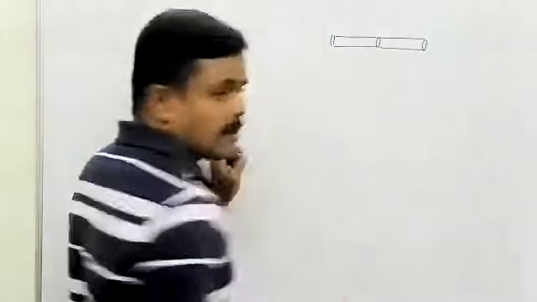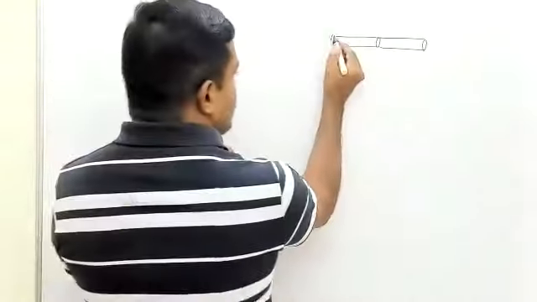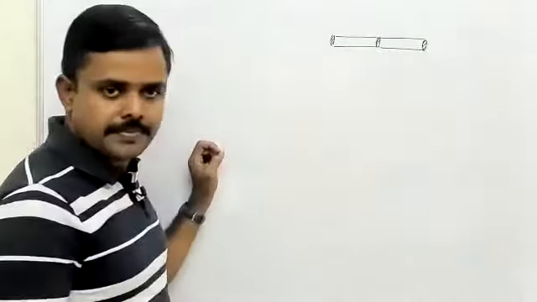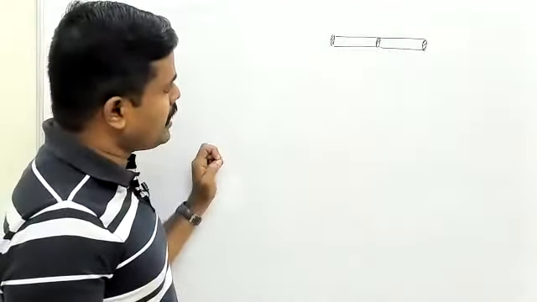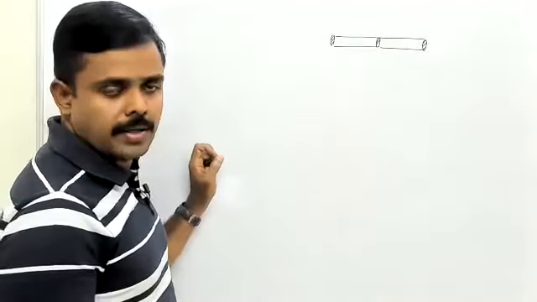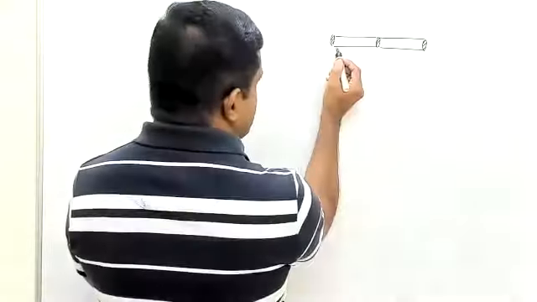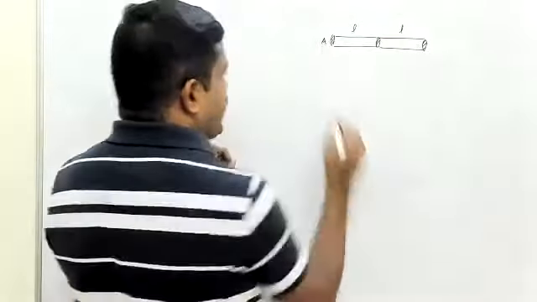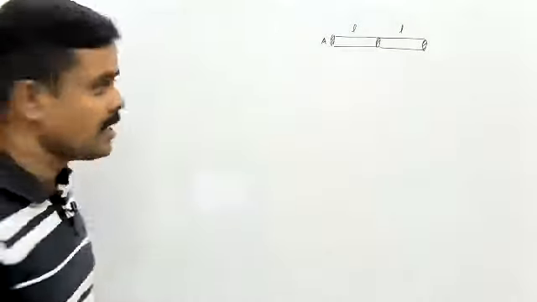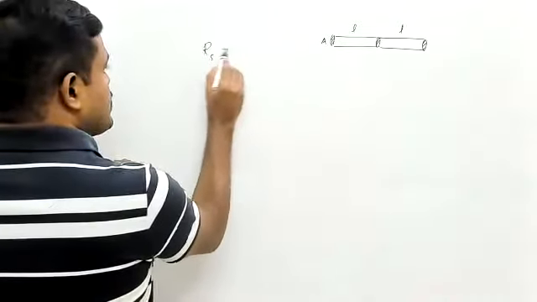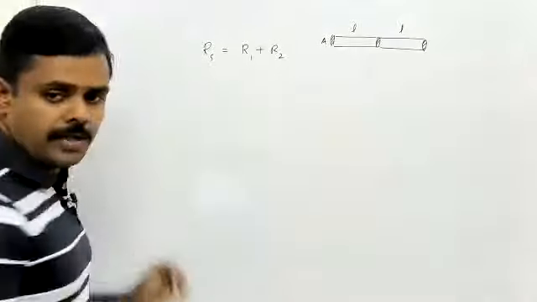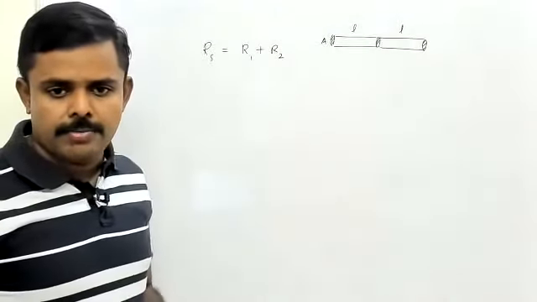Look at that. The areas are the same and the lengths are also the same. Length L, area A. So I've taken two cases. What is the equation for combination? This is a series combination. Series combination resistance is Rs is equal to R1 plus R2. Hope you remember.